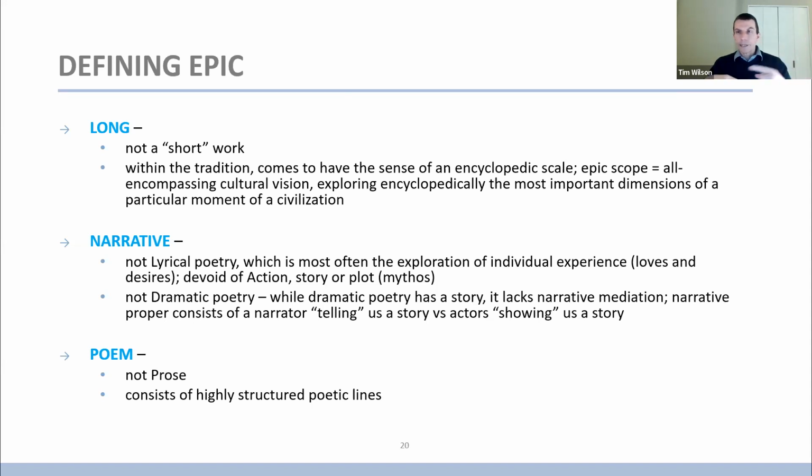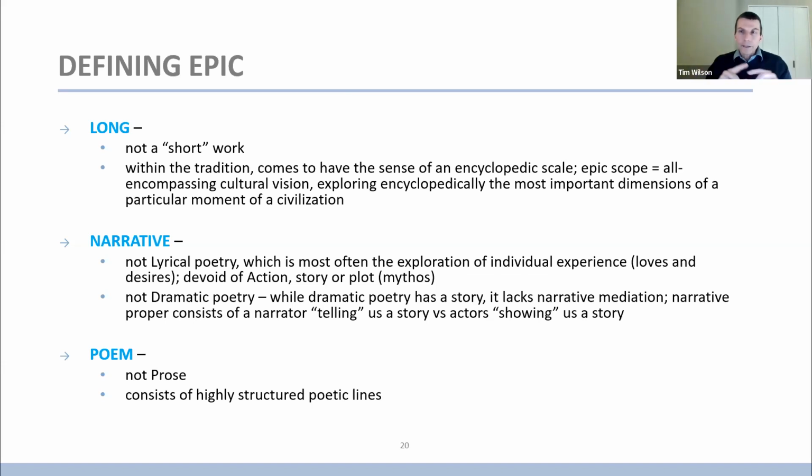It's narrative. That means it's not lyrical poetry, which is most often shorter and, rather than being a story, is focused on a moment, a point of perception of an individual and experience. And lyric, because it focuses on the experience of the individual, is often used to express a moment of interaction of lover and love object or what have you, devoid of action or story. In Greek, that's mythos.